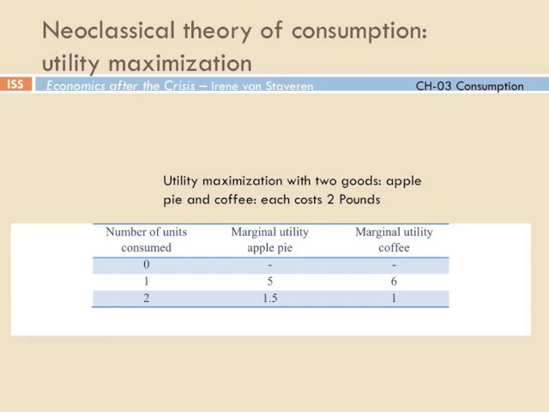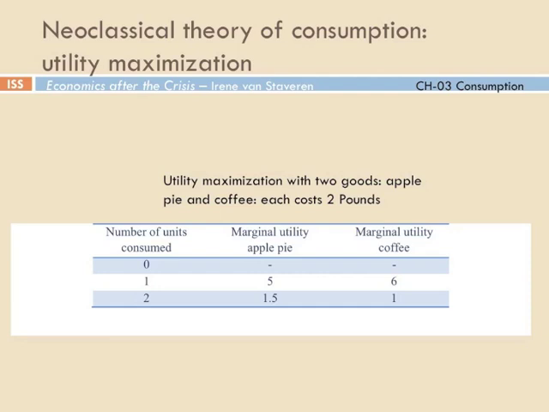Now, if you have another £2 available, you will be wise to buy apple pie, because your first piece of apple pie gives you 5 utils, whereas your second cup of coffee gives you only 1 util. So the total utils out of 4 pounds will be 6 for a cup of coffee and 5 for a piece of apple pie, together 11.